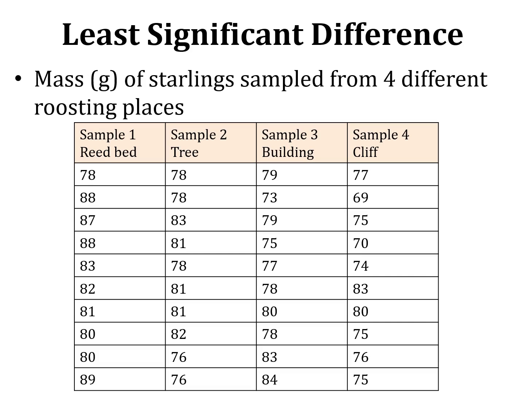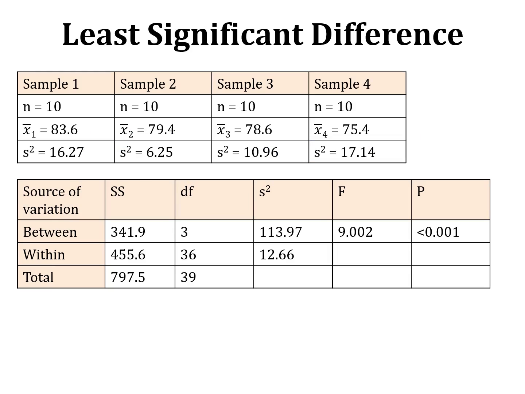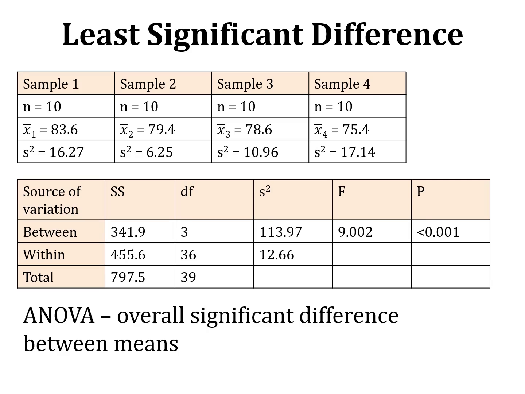And we have an example for calculating LSD, and this example is the mass of starlings sampled from 4 different roosting places: reed bed, tree, building, and cliff. So we have 4 samples. And these are the descriptive statistics and the ANOVA results. We can see that the mean values are different from each other, and the ANOVA is highly significant. So ANOVA has shown us that the mean values are highly significantly different from each other, but the question is which mean values are significantly different from each other.